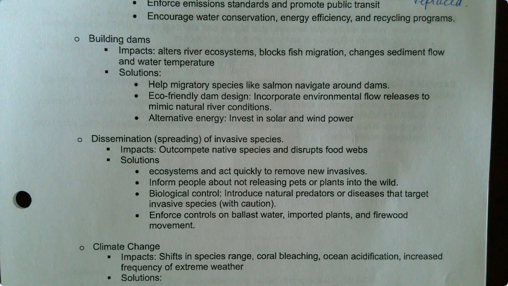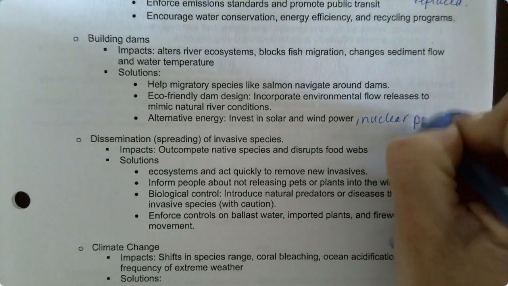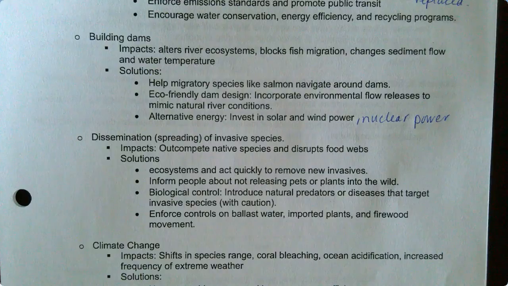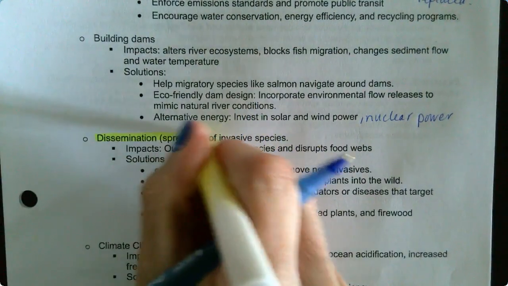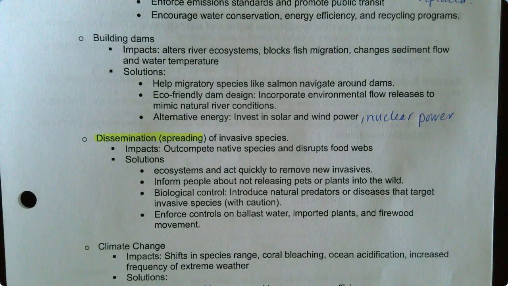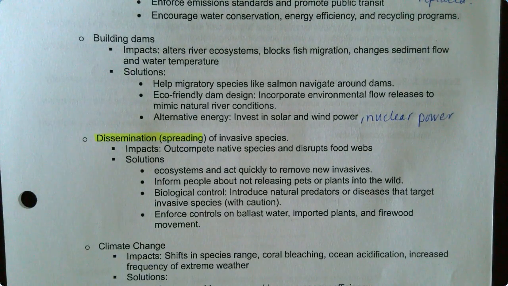Dissemination of invasive species. Oh, let's just add nuclear power. Dissemination is just a fancy word. That fancy word means spreading. Invasive species means that those organisms did not initially live there. Since they did not initially live in that ecosystem, they can outcompete the organisms that do live in that area. Many times that's going to be because they don't have any natural predators. So there's nothing to keep their numbers in check.